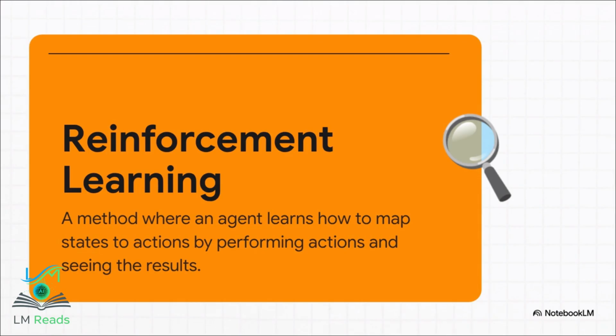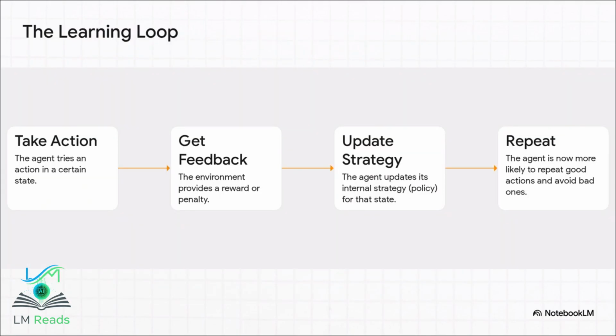I mean, think of it just like training a puppy. You don't give it a rule book, right? You reward it for good behavior and you discourage bad behavior. Reinforcement learning works on that exact same principle of trial and error. This simple feedback loop is the engine of learning.